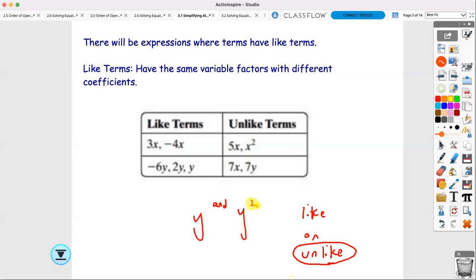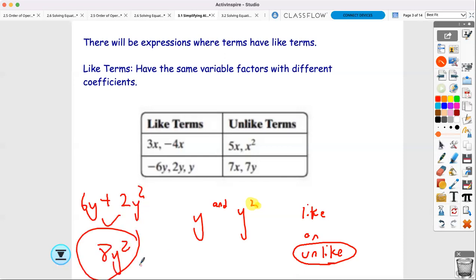Because I would hate for you guys to have a problem on your test that says to simplify, and there's one that says 6y plus 2y squared, and you guys put a y squared. I would hate for you guys to do that, because is that correct? Can we combine 6y and 2y in this example here?